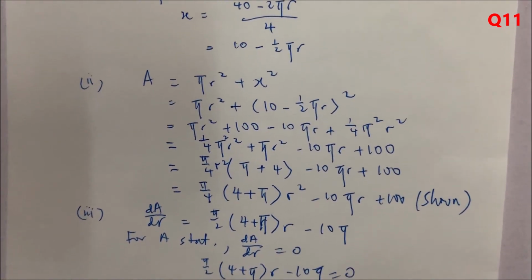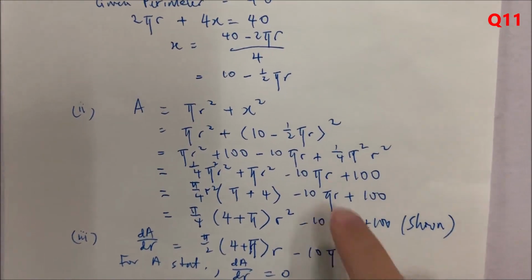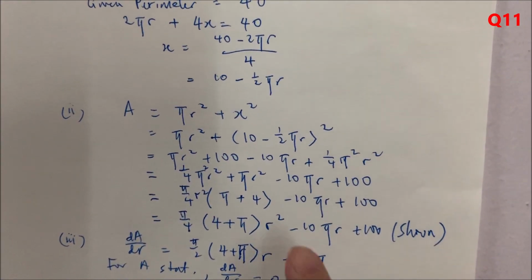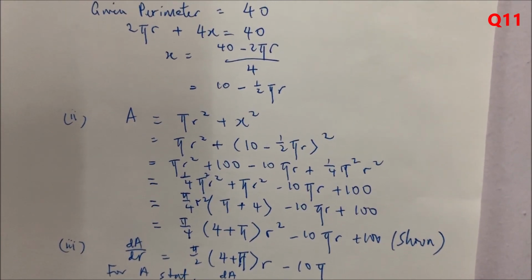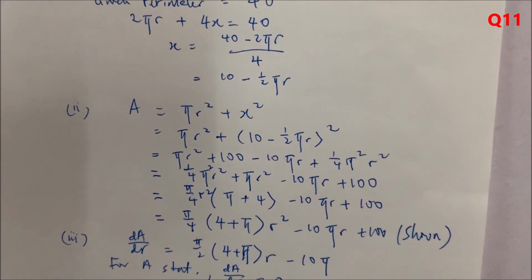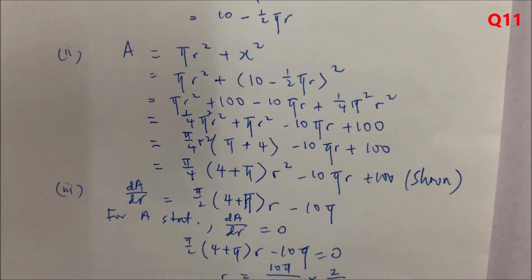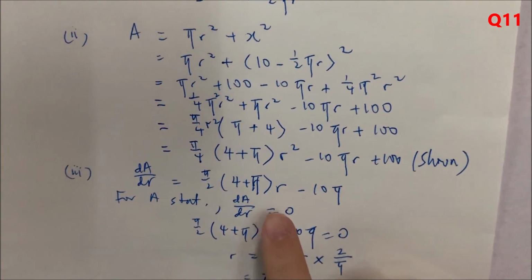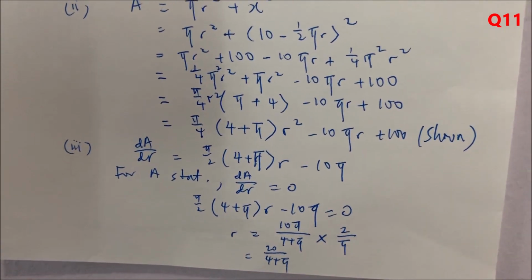And you can see that the area is just pi r squared plus x squared. And you substitute in the x is 10 minus half pi r from the first part. Do some expansion and combination. And you will be able to simplify until you get exactly what is shown there. Okay. Now the next part is getting A stationary. So of course you see the word stationary, you know you have to differentiate and set it to 0 and solve for the radius.